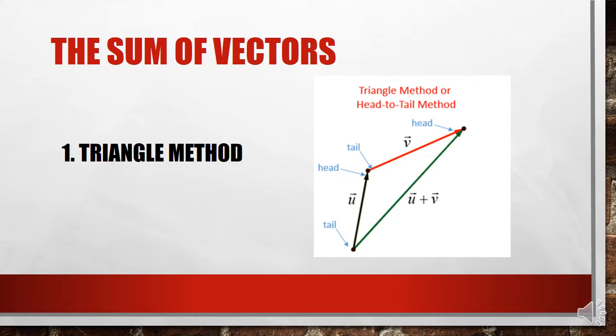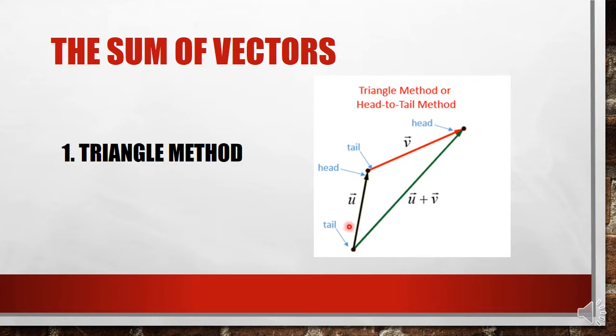Okay, now let's see the first one, the sum of vectors. There are three methods to find the sum of vectors geometrically. The first one is the triangle method, or the one that we call head to tail method.